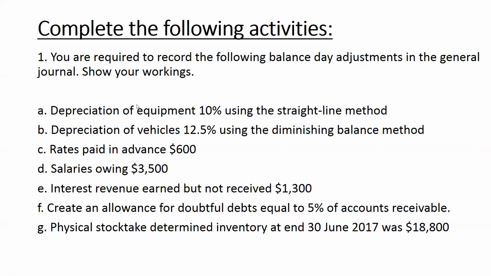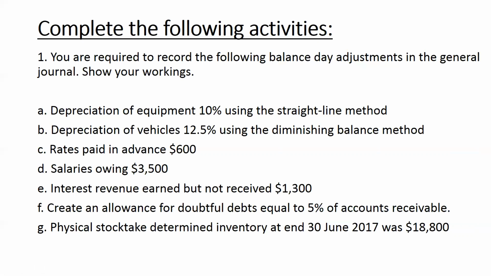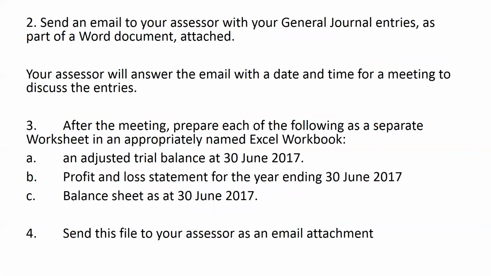This is very basic. You have to do the journal entries for 7 of these transactions. After this, send an email to your assessor with your journal entries as part of the attached Word document. When you finish, you can do it in Excel. It would be better if you do it in MS Excel or any workbook. Then you need to send me the file. My email address is on the portal, so you can get it from there.